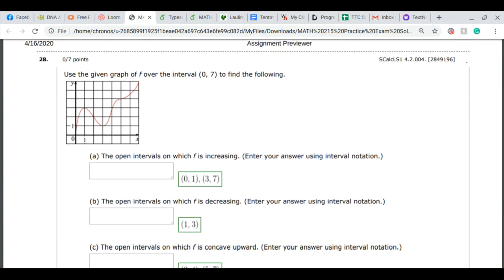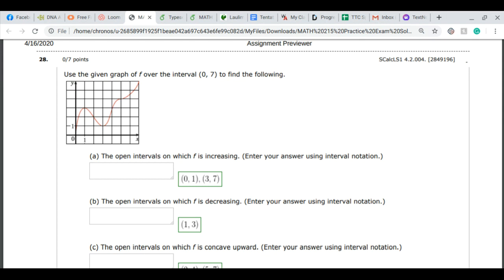Number 28, use the graph of f over the given interval to find the following. The open interval on which f is increasing. And enter your answers using interval notation. Enter your answer.